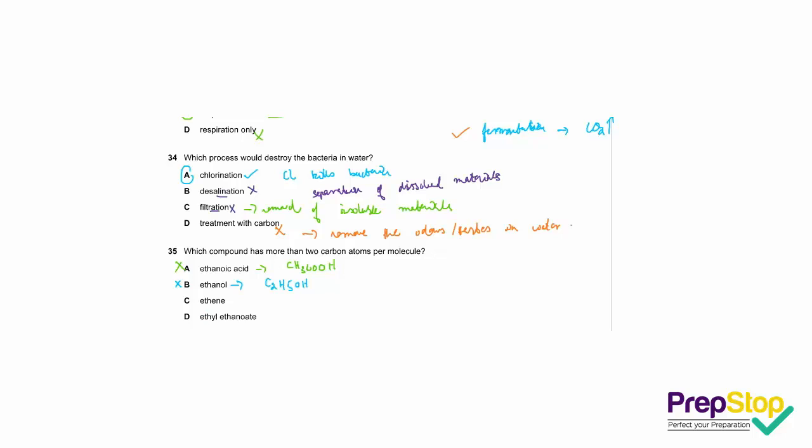Option C is ethene. The formula for ethene is C2H4. Again, it has only 2 carbon atoms per molecule, so ethene is incorrect. This leaves us with option D, which is correct because ethyl ethanoate has the formula CH3COOC2H5, hence having 4 carbon atoms per molecule.